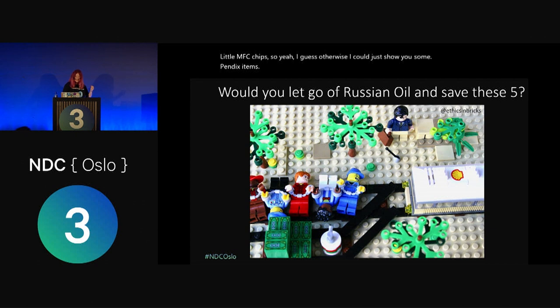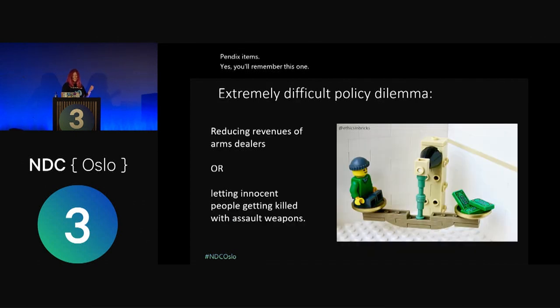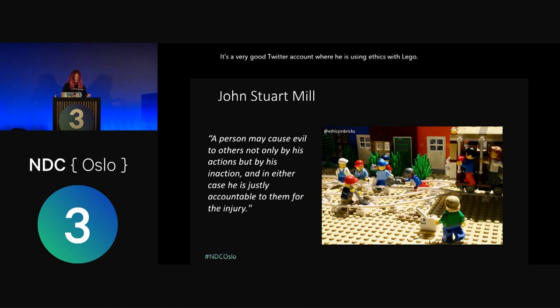Do you all remember this one? This is a very good Twitter account where he is using ethics with Lego. It's mostly the Americans that struggle with this stuff, I think. Are there any Americans in the room? They would all be speakers. They will feel free to punish me later.